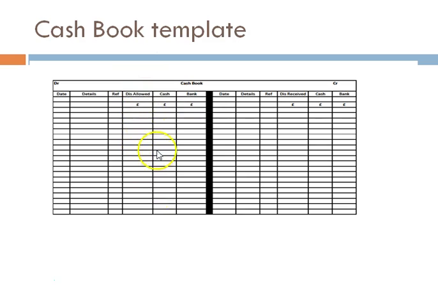This discount allowed column, we're going to talk about in a second. And this discount received column, we're going to talk about in a second. But primarily this is your cash book. You can see it's laid out in the debit and credit fashion. We've talked about this before. You know what's going on here.